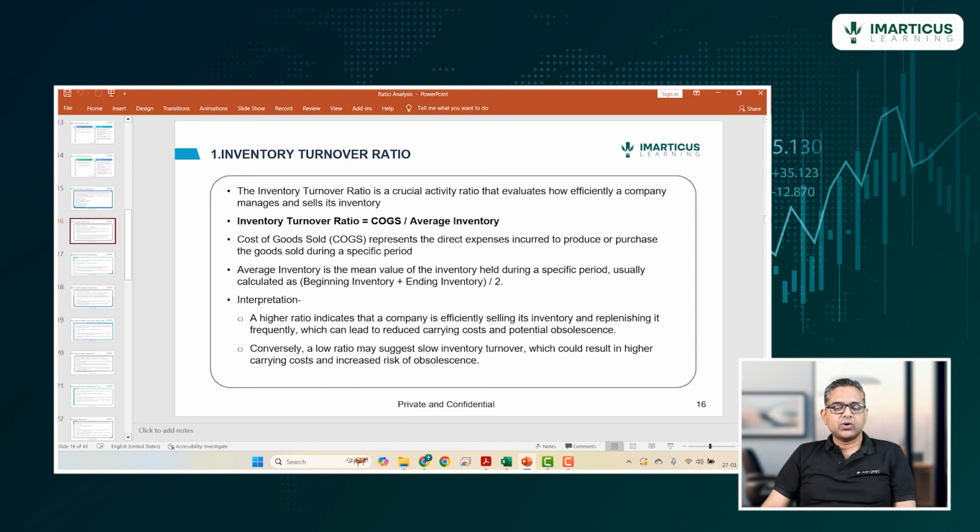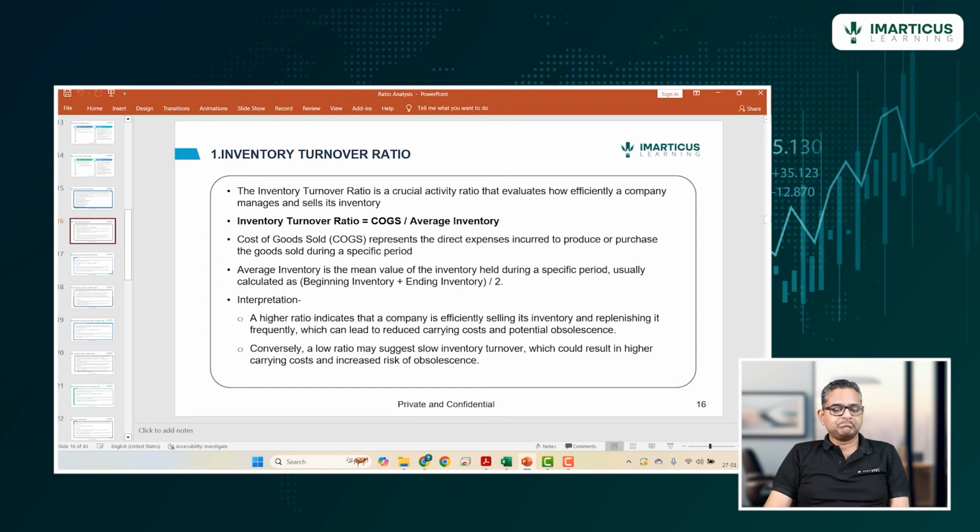It is calculated as COGS upon average inventory. Cost of goods sold represents the direct expenses incurred to produce or purchase the goods sold during a specified period. So what are the direct expenses? That is captured in COGS, and once we subtract COGS from revenue, what we get is gross profit. So COGS is nothing but the direct expenses incurred to produce or purchase the goods sold during a specified period. It is also the goods sold during the specified period.